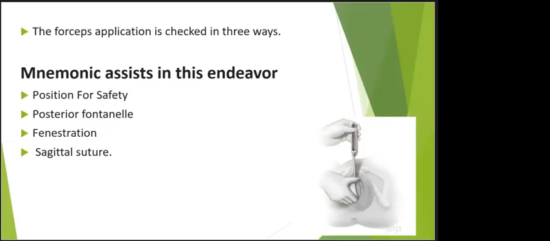Okay, the forceps application is checked in 3 ways. Position and safety. Posterior fontanelle should be visualized, it should be identified. The fenestration of the forceps must be felt, and the sagittal suture should be identified. Okay, this is how we apply the blade. And when the blade is properly applied, this is how it would look on the fetus.